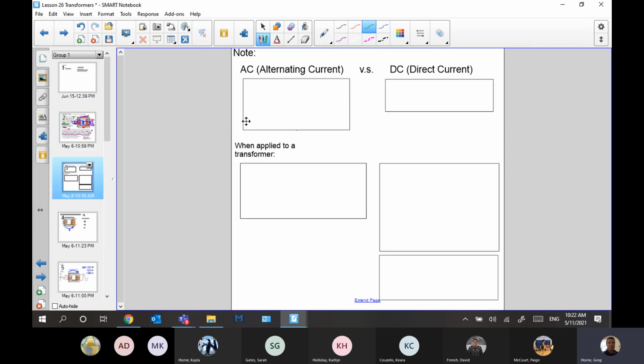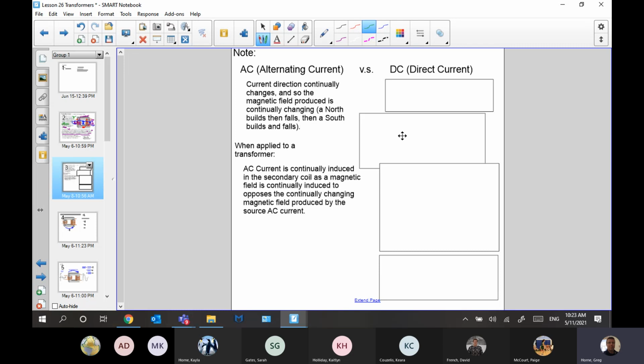All right. Just a note about what we talked about recently. With the alternating current, the current direction continually changes, and so the magnetic field is continually building and then falling. With a transformer, that's perfect because then the alternating current is continually induced in the second coil as the magnetic field is continually induced to oppose that continually changing magnetic field produced by the source. So with AC, transformers continually produce energy on the secondary coil.